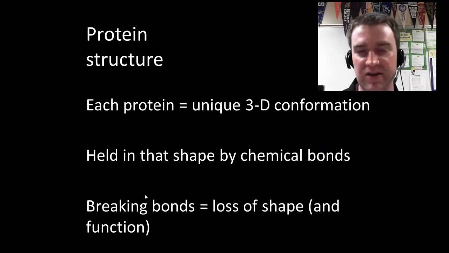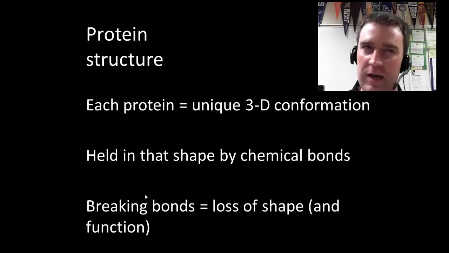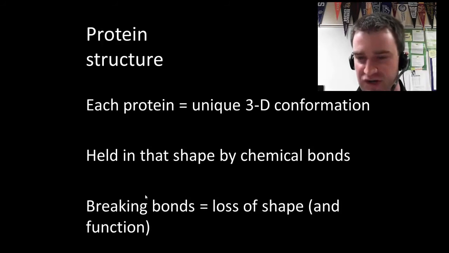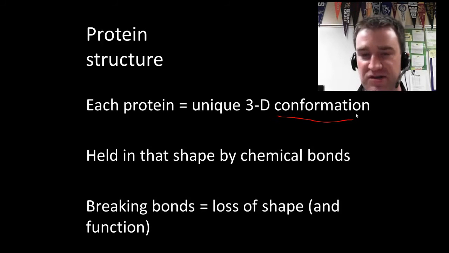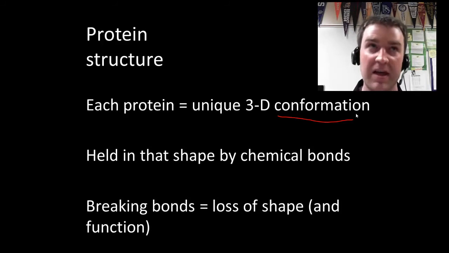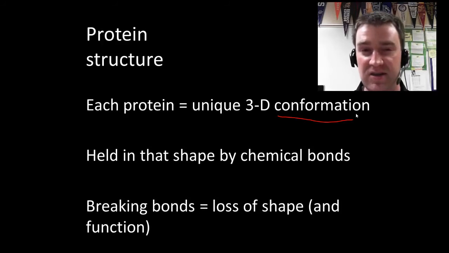So all I'm trying to get across is that there are many different protein types, but all of them need a particular shape in order to carry out their job. A fancier word for three-dimensional shape is three-dimensional conformation. And so what we're eventually going to discuss here is how proteins broadly obtain that shape.